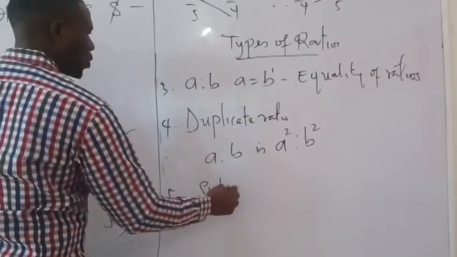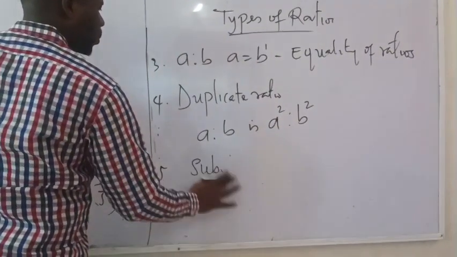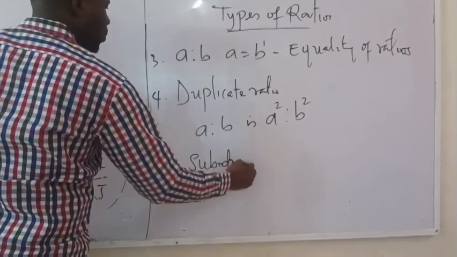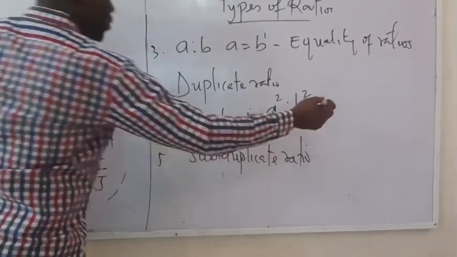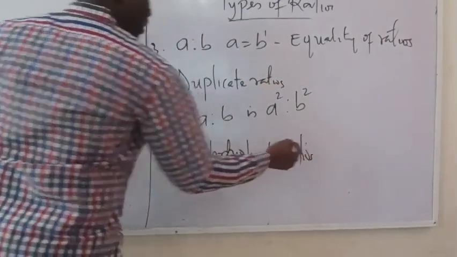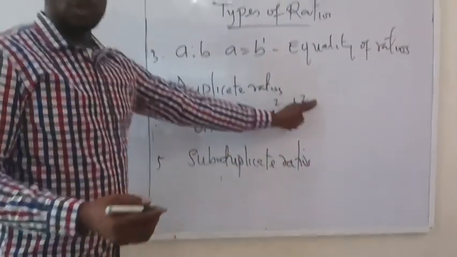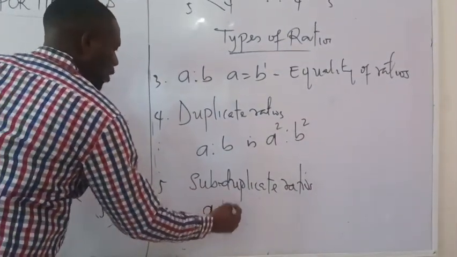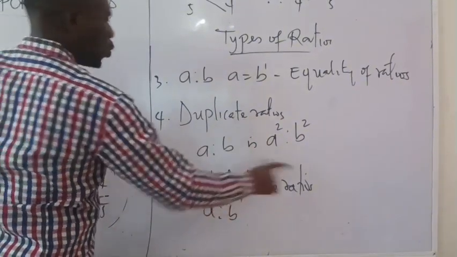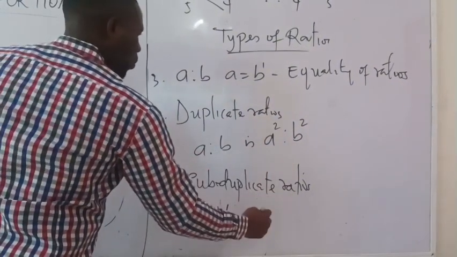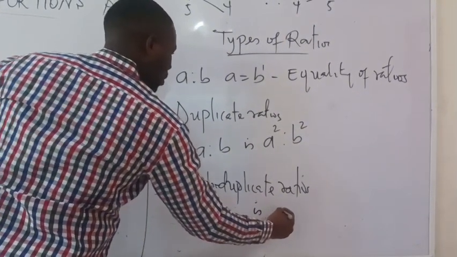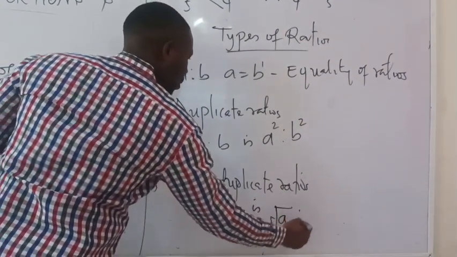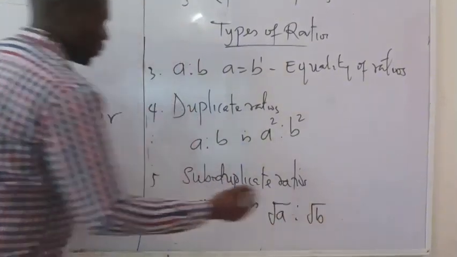Now we could have subduplicate ratios. So this implies I will take the square root of this. So if I have a ratio A to B, the subduplicate of this would be given as the square root of A to the square root of B.